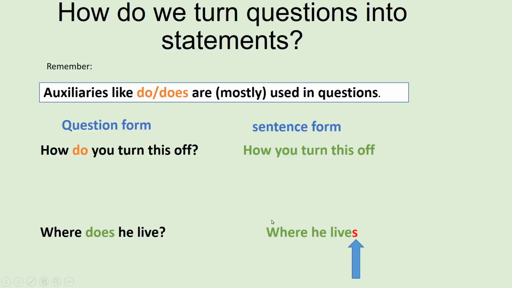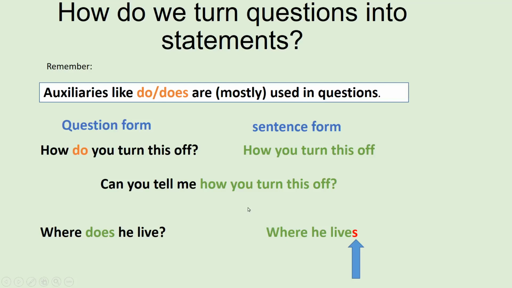Now, also remember that auxiliaries like do or does are mostly used in questions. For example, how do you turn this off? This is the question form. In indirect questions, we need this one. But in a sentence form, let's suppose that, this one would be how you turn this off. We don't need do. It's the same with the next one. Where does he live? Without does is where he lives. Remember in this case that you also need to conjugate in third person because we're talking about he.